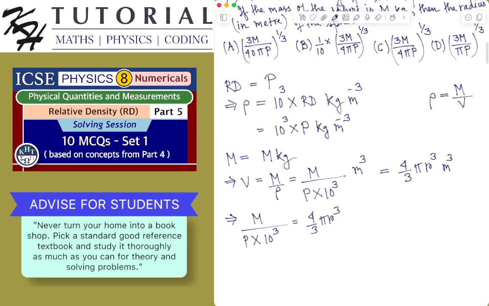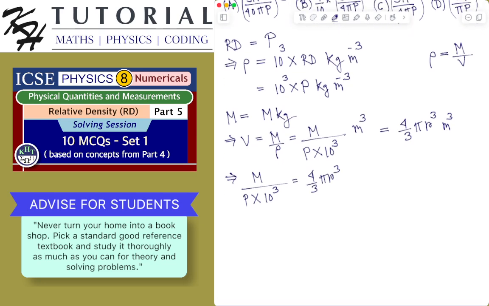From here we have to find r. So what will be r? R cube will be 3 by 4 pi multiplied by m divided by p multiplied by 10 to the power 3. So this is equal to thrice m divided by 4 pi p multiplied by 10 to the power 3.